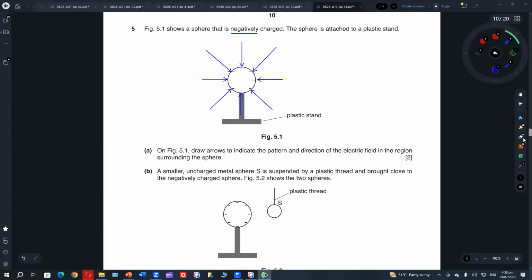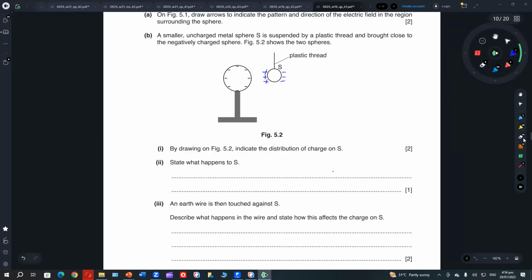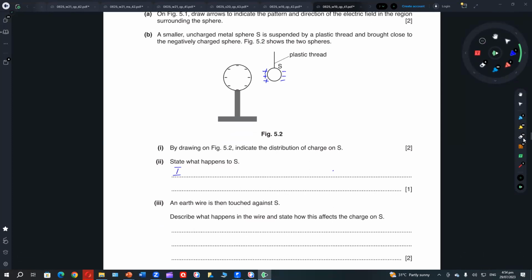A smaller uncharged metal sphere S is suspended by a plastic thread and brought close to the negatively charged sphere. The figure shows the two spheres. By drawing on figure 5.2, indicate the distribution of charges. This is a case of induction. Look, this happens on the sphere. State what happens to S.